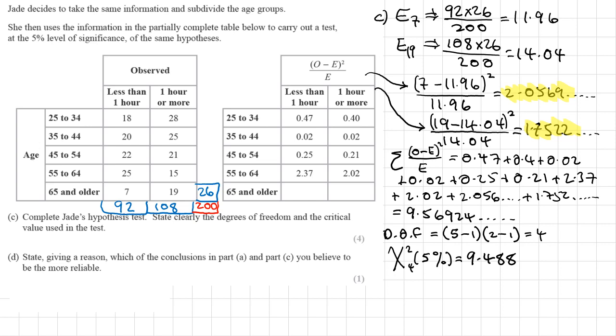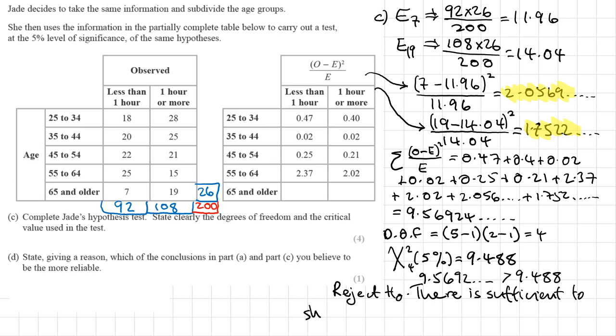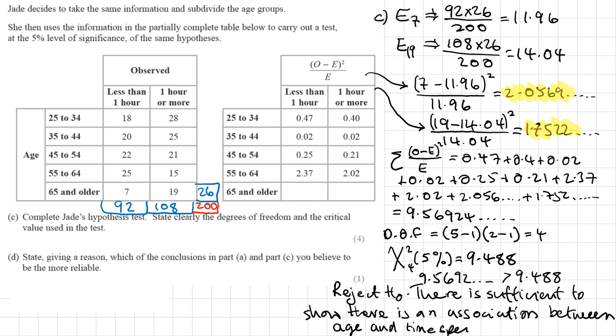Now you can see that our calculated value of 9.56924 is greater than our critical value. That means that spread is too much to accept H0. So we reject H0, and our conclusion is different to before, and that is that there is sufficient evidence to show there is an association between age and time spent on social media.